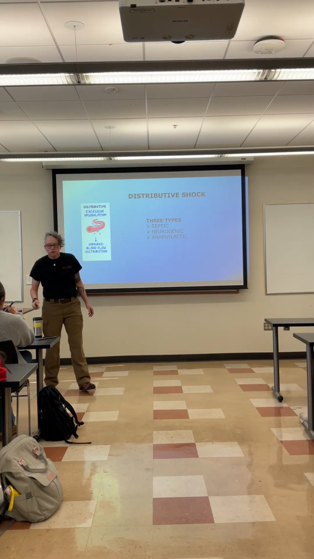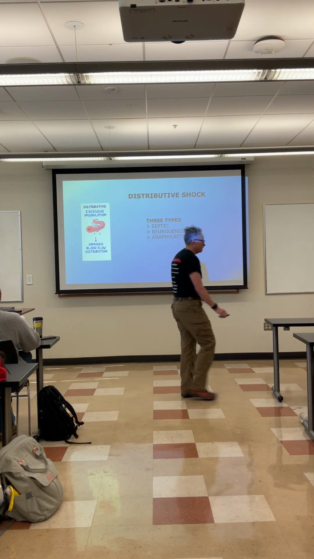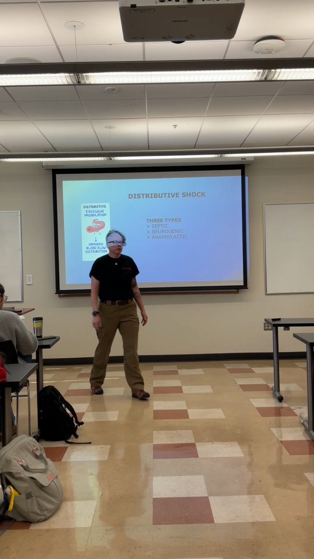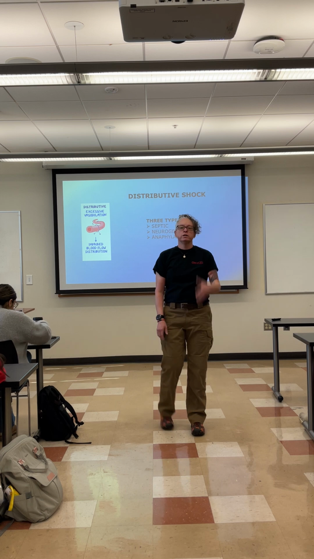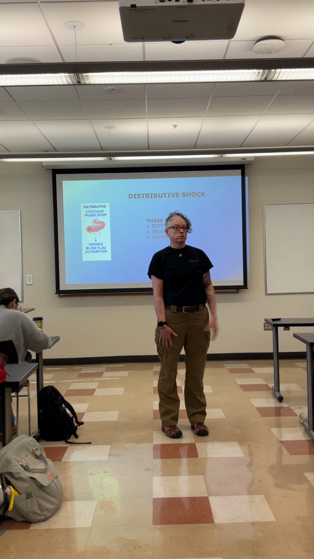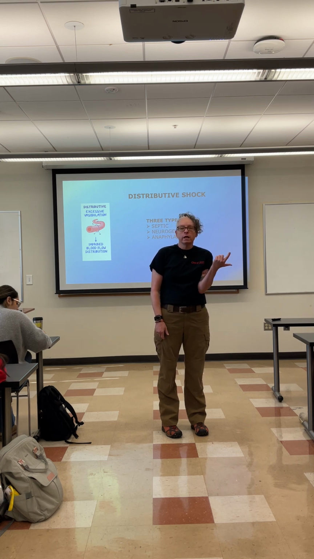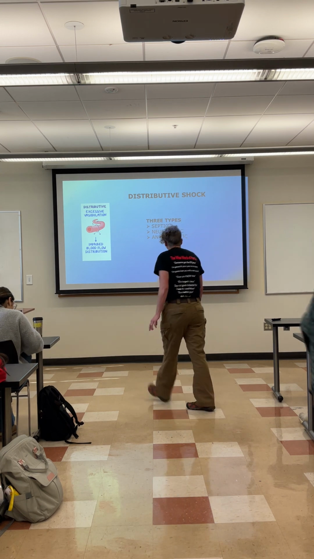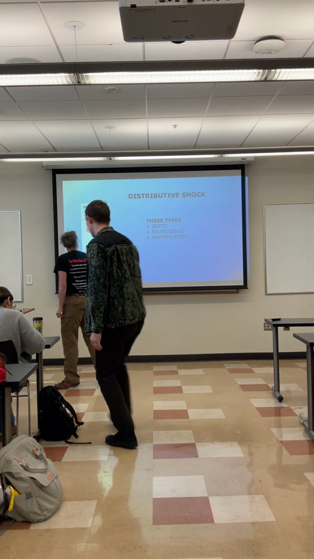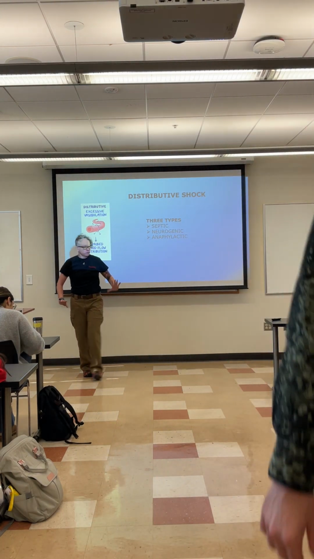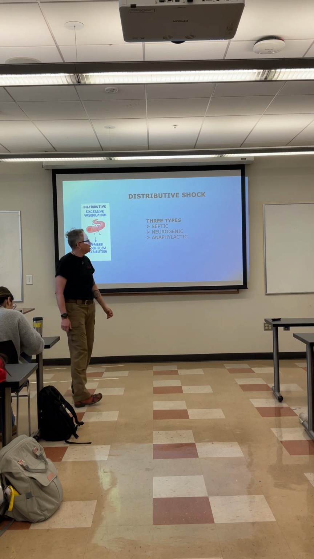Alright, so distributive shock. There's three different types. Here is the entire basis of this. Fluid is distributed where it ain't supposed to go. There it is. Dot, period. Now, why is it being distributed where it ain't supposed to go? There's two different reasons. Stay with me.